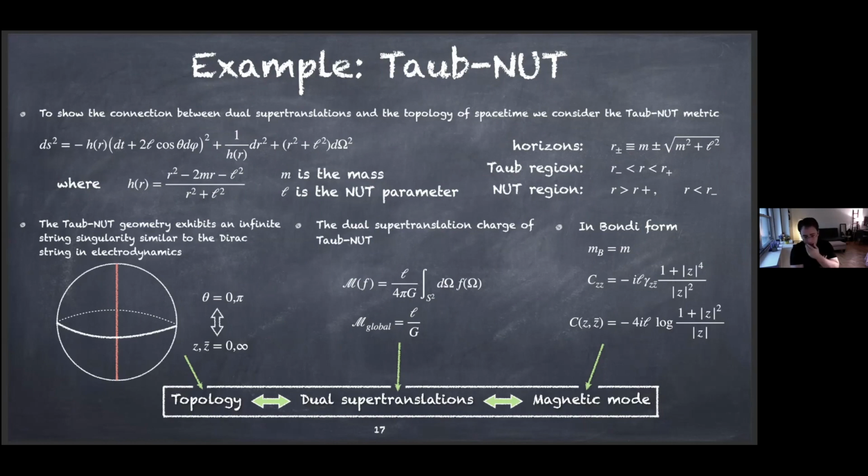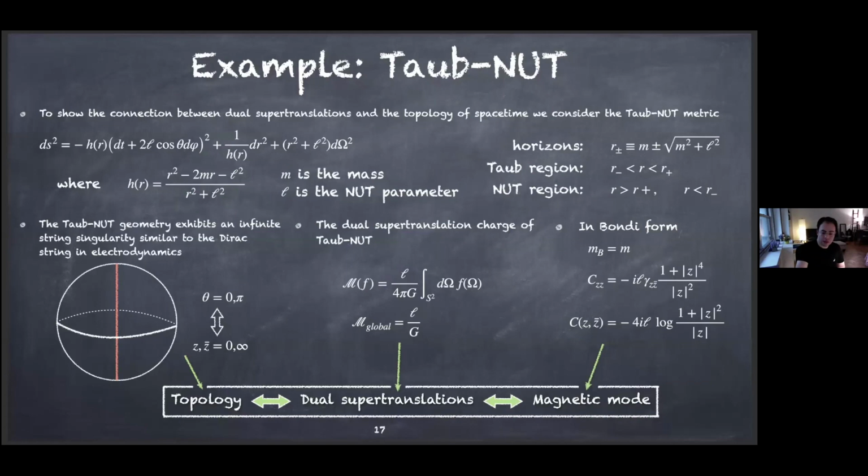Or in other words, if you like, I can say that the dual supertranslation charge will vanish if the topology is trivial. And as we saw in the previous slide, or at least the global charge will vanish. Don't we expect the topology to be trivial due to the fact that the time is non-compact? So I'm getting to this point precisely. I'm getting to this.